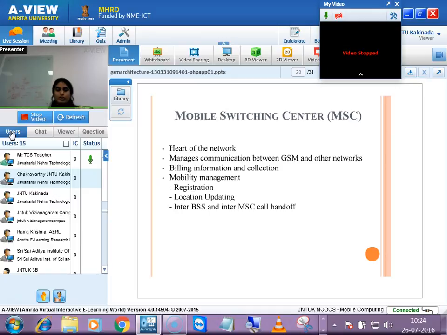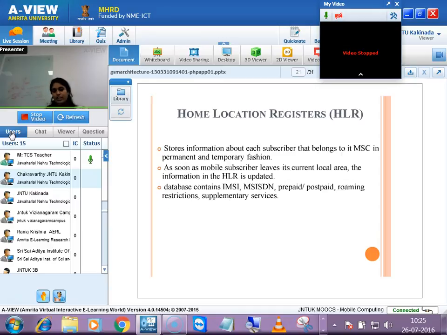And similarly, if the source and destination users belong to the same MSC, mobile switching center, that is called intra. And if they are in a different state and different MSC, like our source user is in some MSC and the destination mobile is under some different MSC, then it is called inter. Intra means everything within, inter means out of that. That is called inter MSC call handoff.